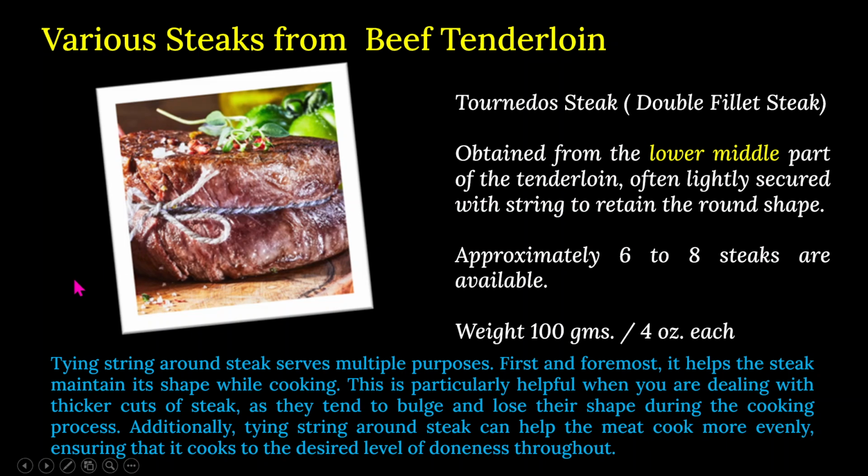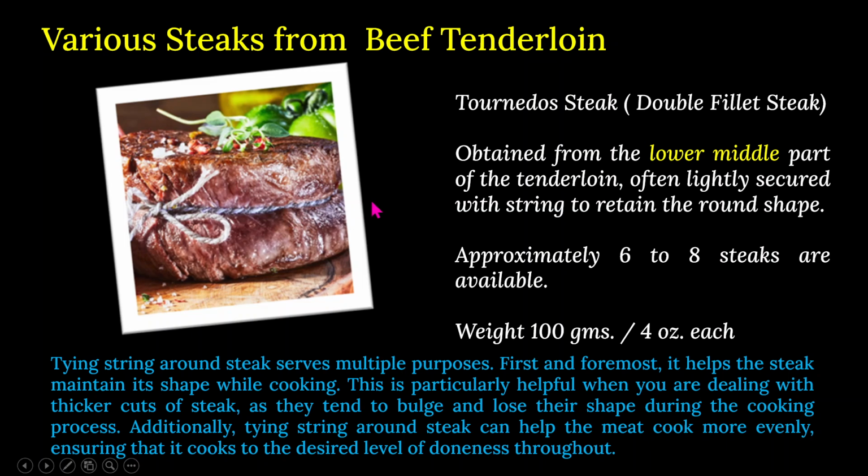Tying string around steak serves multiple purposes. First and foremost, it helps the steak maintain its shape while cooking. This is particularly helpful when you are dealing with thicker cuts of steak, as they tend to bulge and lose their shape during the cooking process. Additionally, tying string around steak can help the meat cook more evenly, ensuring that it cooks to the desired level of doneness throughout.